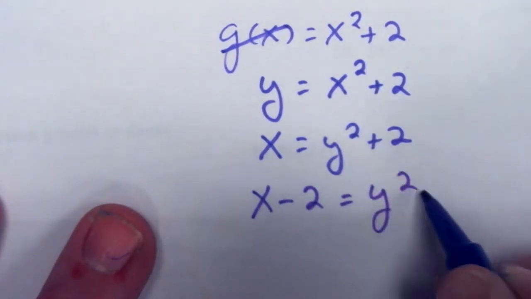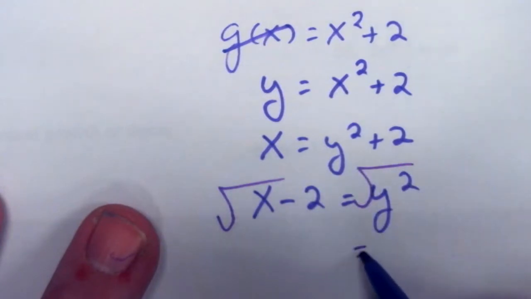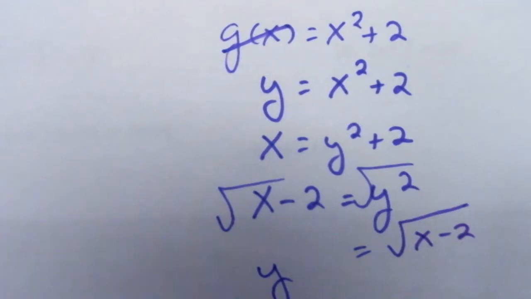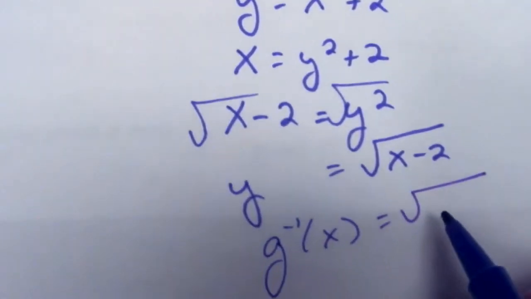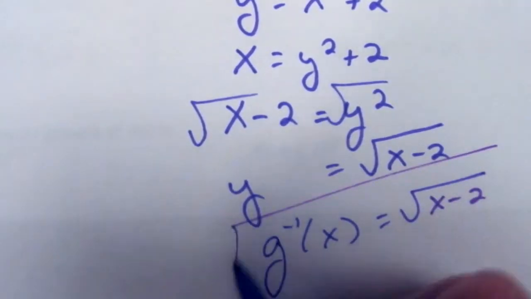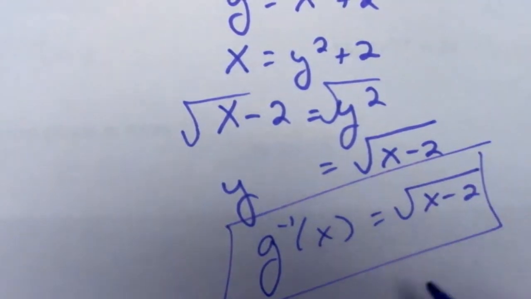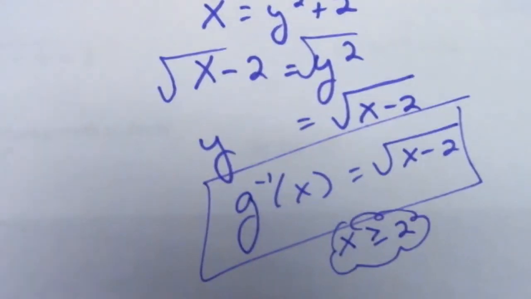x minus 2 equals y squared. Ooh, I need to get rid of the squared. So I'm going to take the square root of both sides. So y is going to equal the square root of x minus 2. Now, putting back in the g inverse of x, it's going to equal the square root of x minus 2. All right. And just so you know, because you can't take the square root of a negative, x is going to have to be greater than or equal to 2. That's a domain restriction. We talked about that a little bit.